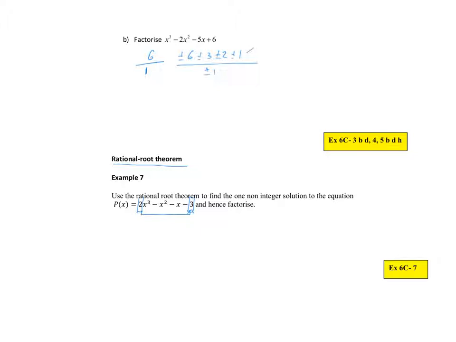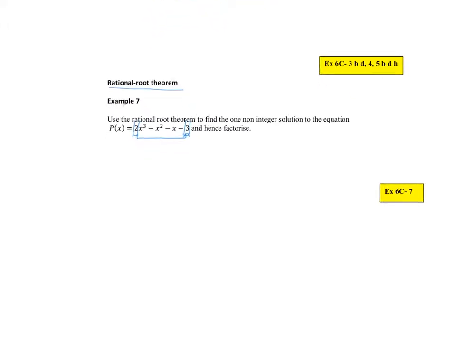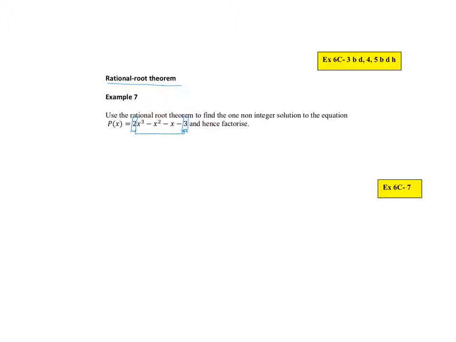Sometimes you will be instructed that we might need to use the rational root theorem, which means my solutions, the numbers that I'm going to guess, are going to be plus or minus 3 over plus or minus 2. So 1 and 3 are the factors of 3, 1 and 2 are the factors of 2. If you have a look at the combinations here, 1 and 3 could be the solutions, but also 1 over 2, 3 over 2.